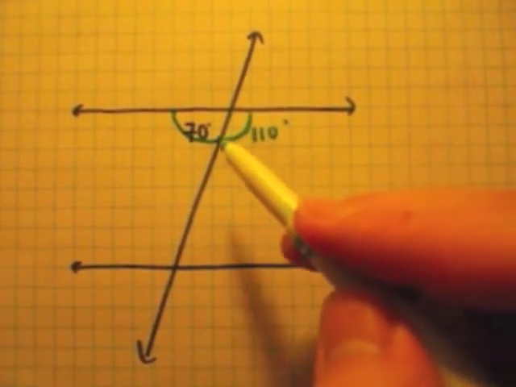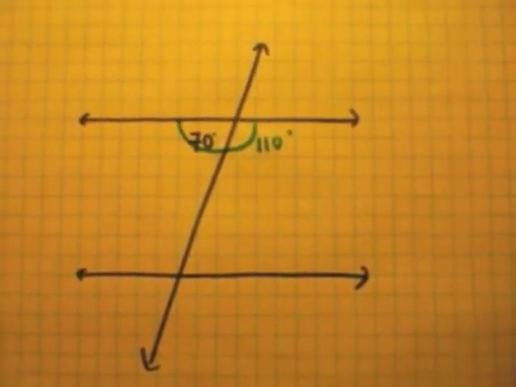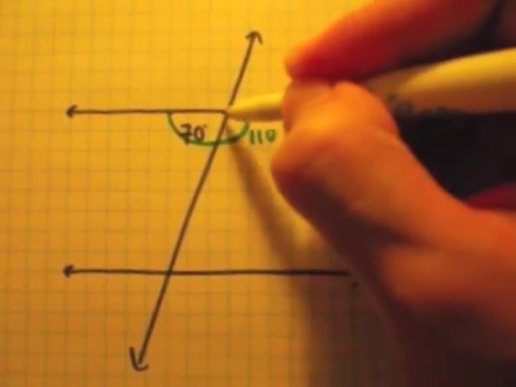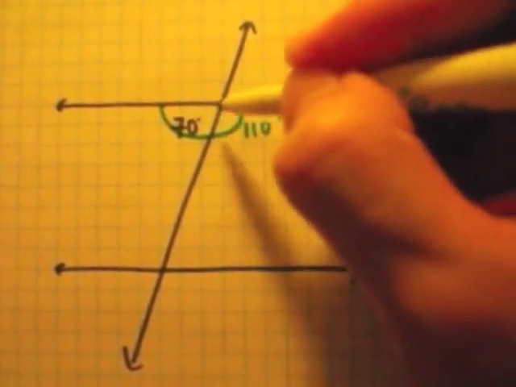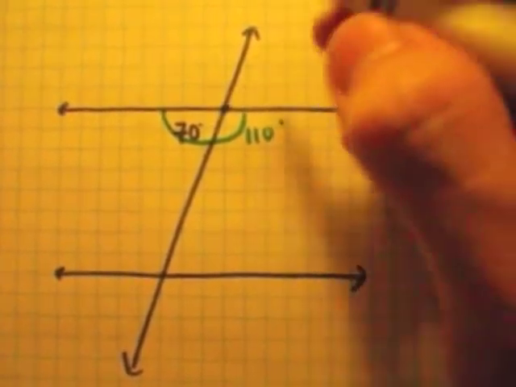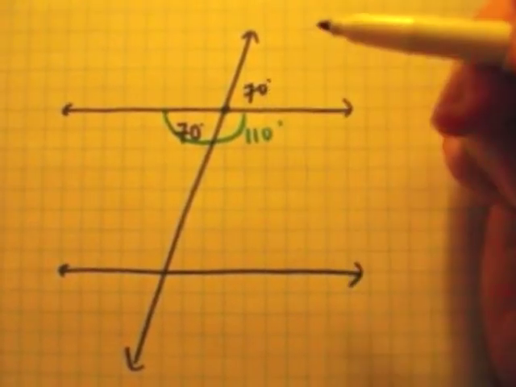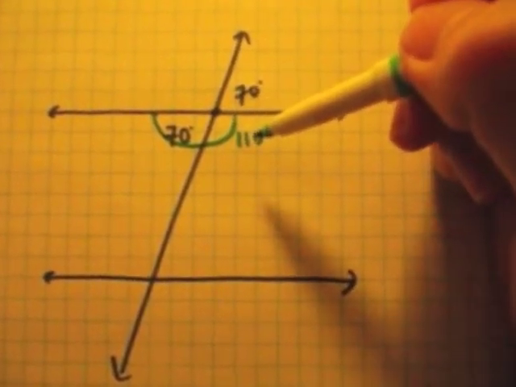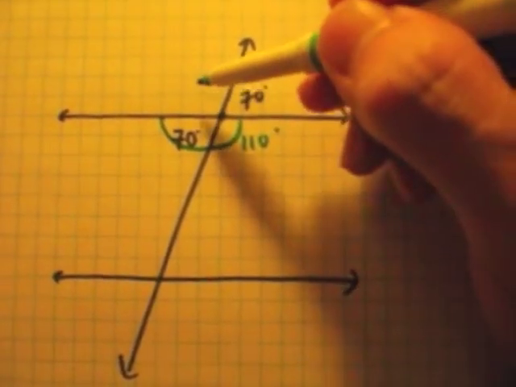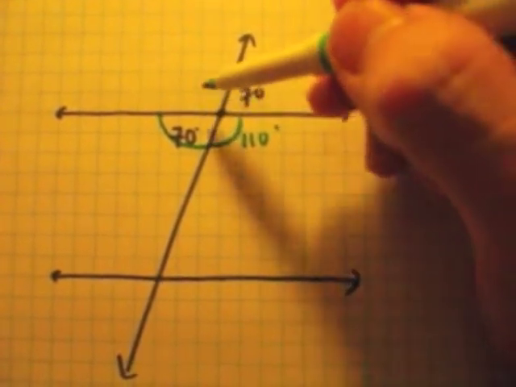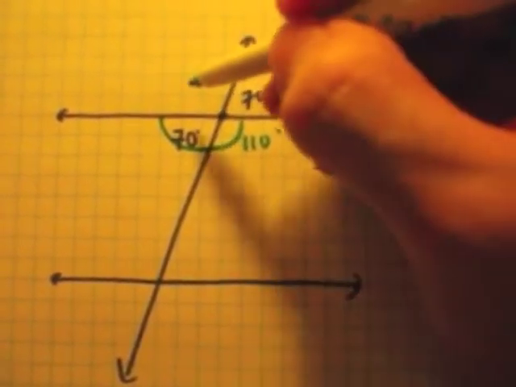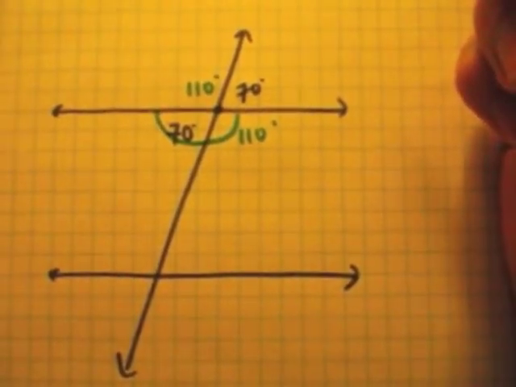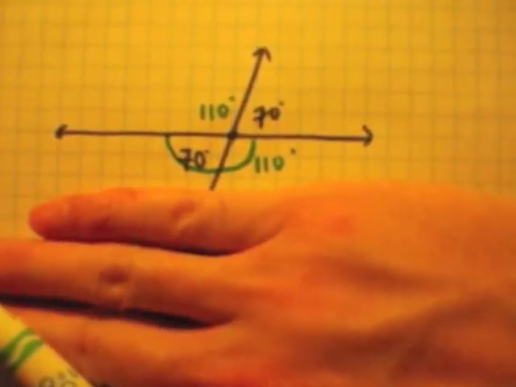Now I'm going to use my knowledge of vertical angles. Check out these two angles right here. These two angles are across from each other, and they share the same vertex, so this should be 70 degrees. Same thing on the other side with the 110 degrees. These two angles are across from each other, they share the same vertex, so this angle is also 110 degrees. So we filled out the top part.